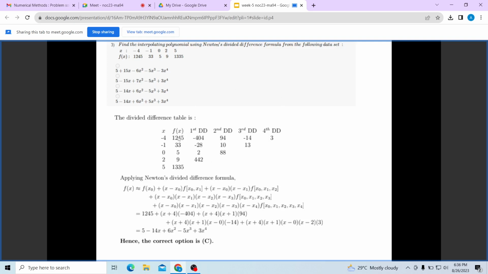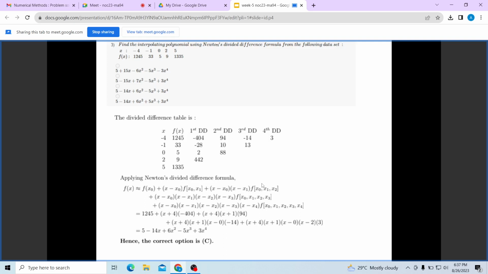So after getting the divided difference table, apply Newton's divided difference formula. What is the formula? F of x is equals, first term is f of x naught plus x minus x naught into first divided difference, that is f of x naught x1 plus, this will be your first divided difference. Okay, minus 404 plus x minus x naught into x minus x1 into second divided difference, that is 94.